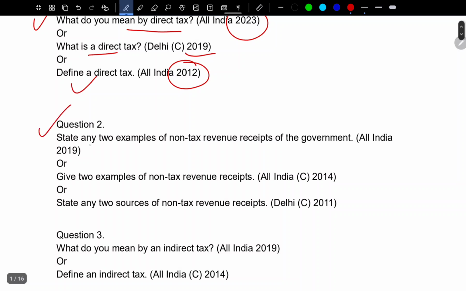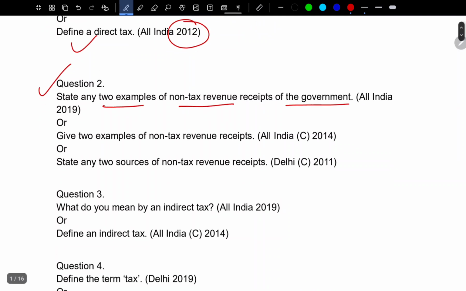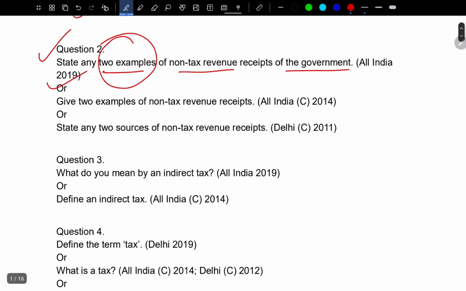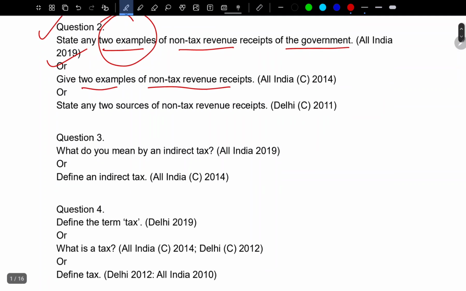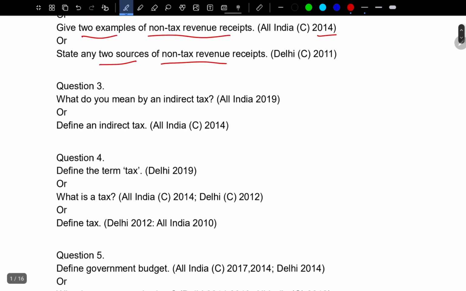Question number 2 is, state any two examples of non-tax revenue receipts of the government. It was asked in 2019. Here we have to answer the question with examples, and discuss the non-tax revenue receipts of the government. Another way of asking the same question is, give two examples of non-tax revenue receipts in 2014, and two sources of non-tax revenue receipts. So all these questions are actually the same.